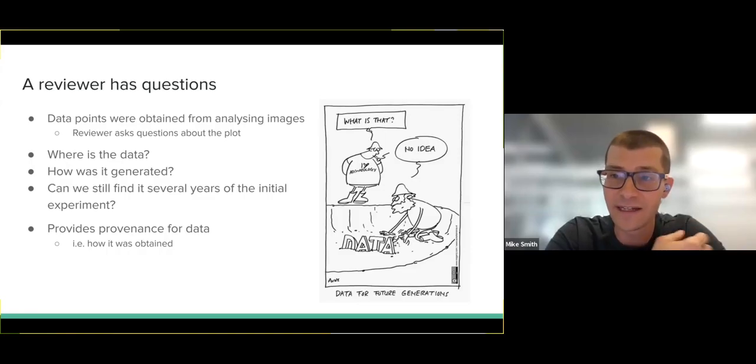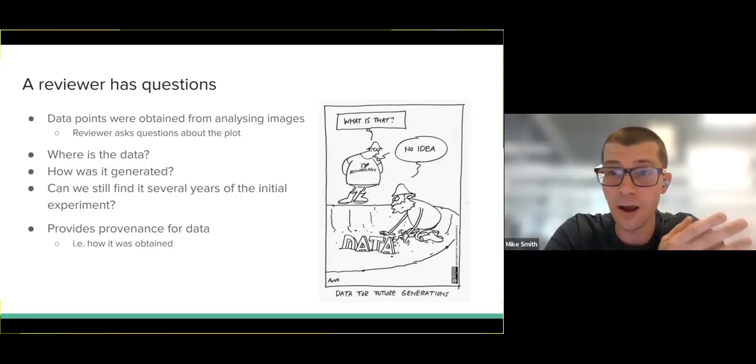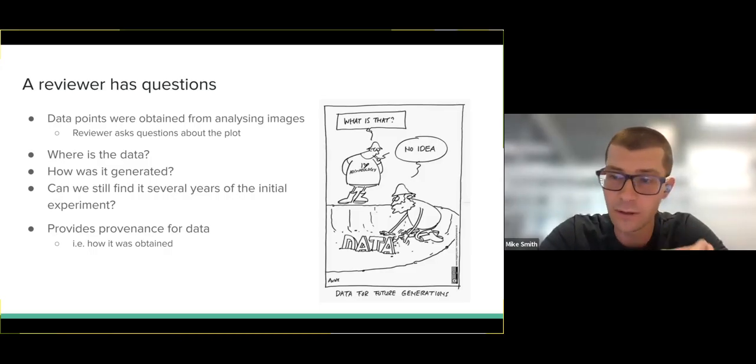And so you then have internally some questions like, well, where are the data that went into generating that plot? How did we make the plot? Can we find it now, several years after it was originally done and generated? And the answer hopefully is yes, but this is again something that data management would help with, right? Is that the idea that you have some provenance for how your conclusions, your scientific conclusions were achieved.